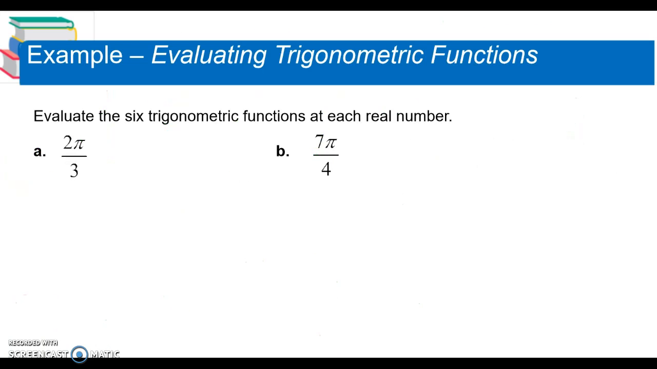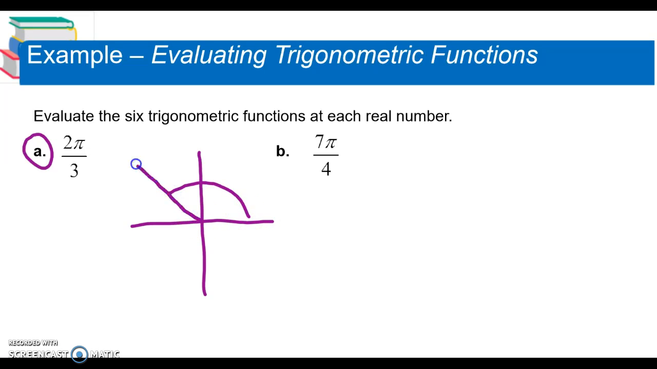All right, so let's see if we can put all this together. Evaluate the 6 trig functions at each real number. We're only going to do this for A. But I'm a real visual person, so I like to just make a quick sketch. And I know if I rotate 2 pi over 3 radians, it puts me in the second quadrant. And so if this is 2 pi over 3 radians, and I think of pi as 3 pi over 3, I know that my reference angle right here is pi over 3, which is the same thing as 60 degrees.